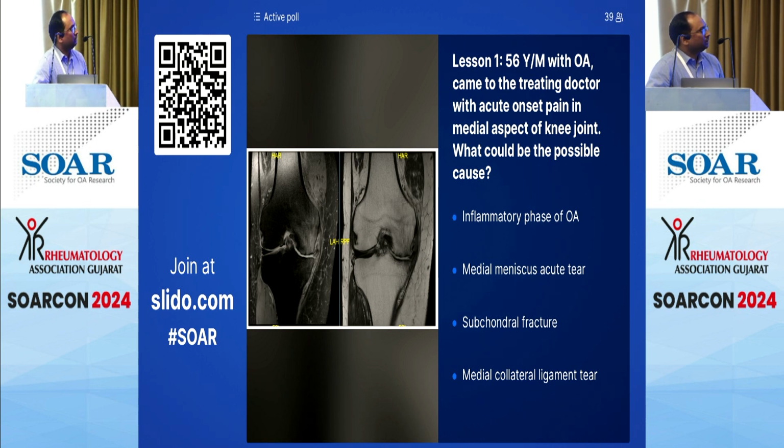Is it like the inflammatory phase of the OA? Is it because of the meniscal acute tear? We are not seeing the meniscus over here. But do you think that this meniscal tear is causing the acute pain? Or is there any subchondral fracture? Or is this a medial collateral ligament tear? This is what the medial collateral ligament is looking like.